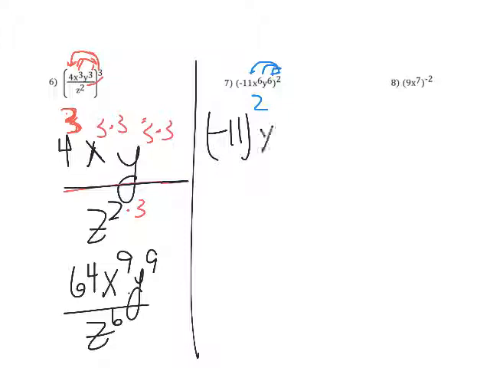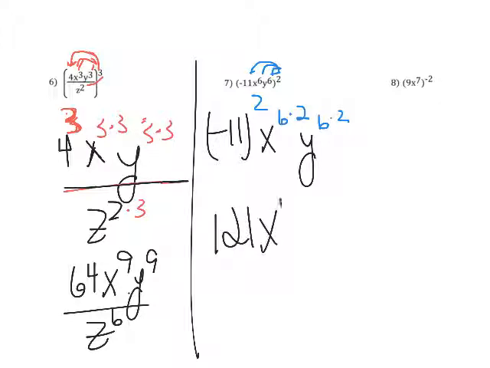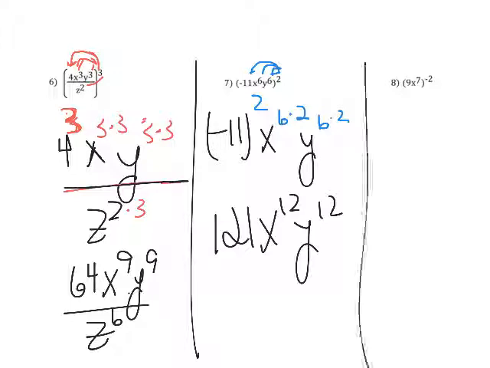Then we have x to the 6th raised to the second power means 6 times 2. And we have y to the 6th raised to the second power also means 6 times 2. So when we simplify it, our negative 11 quantity squared is 121, a positive 121. We get x to the 12th. Whoop, that's a terrible 2. X to the 12th, and then y to the 12th. And remember, my 6's look like B's. I can't help it. So sorry.